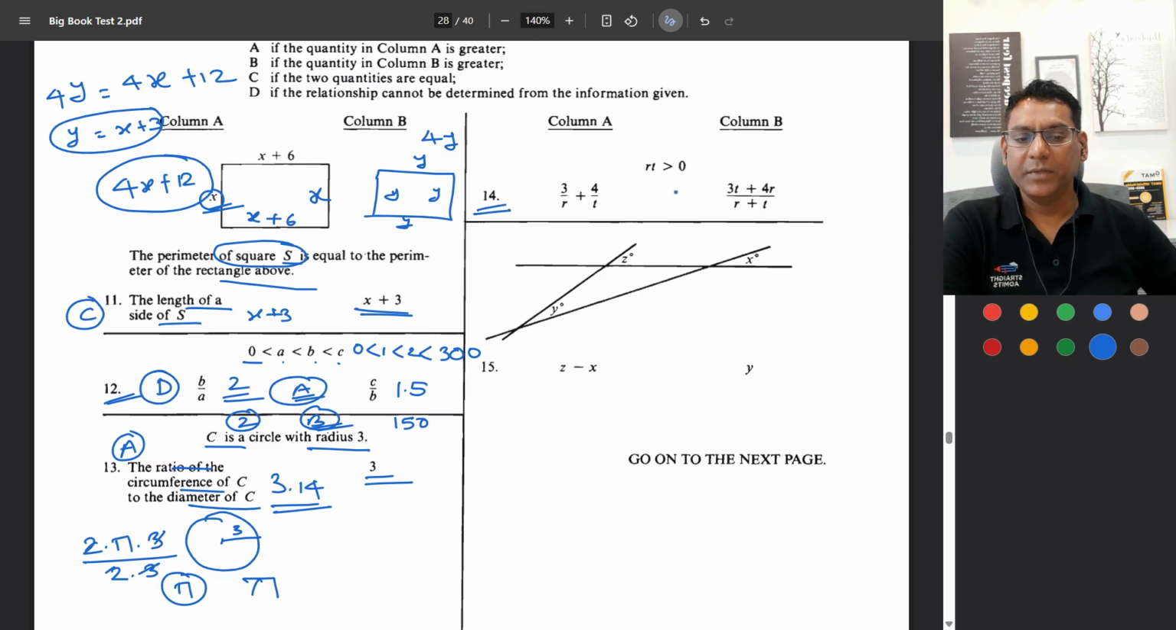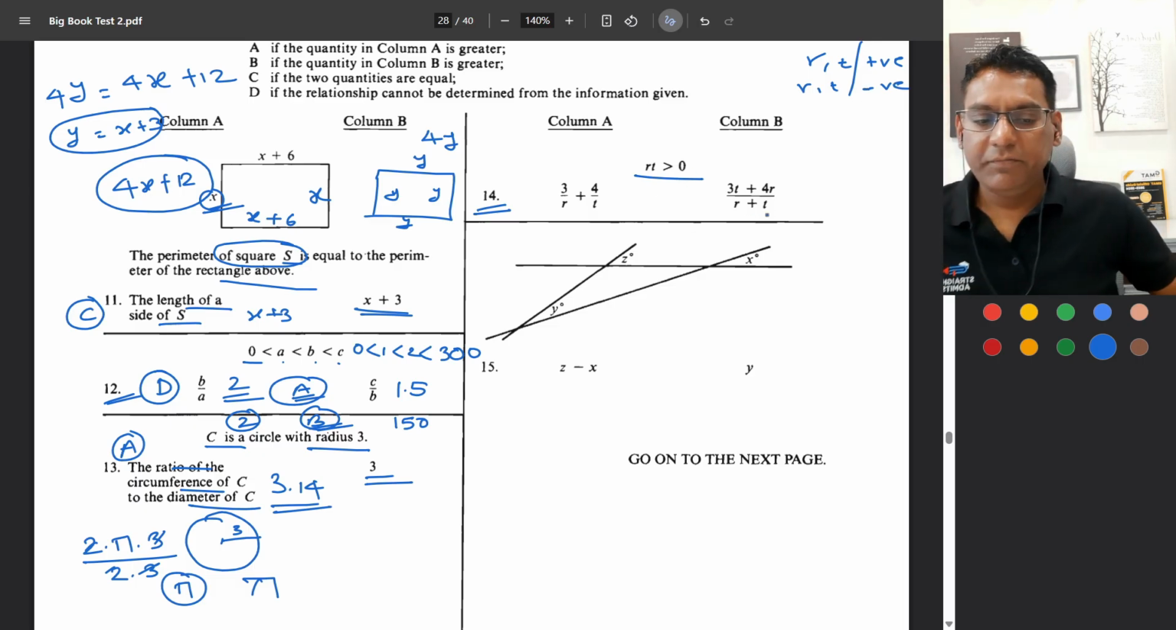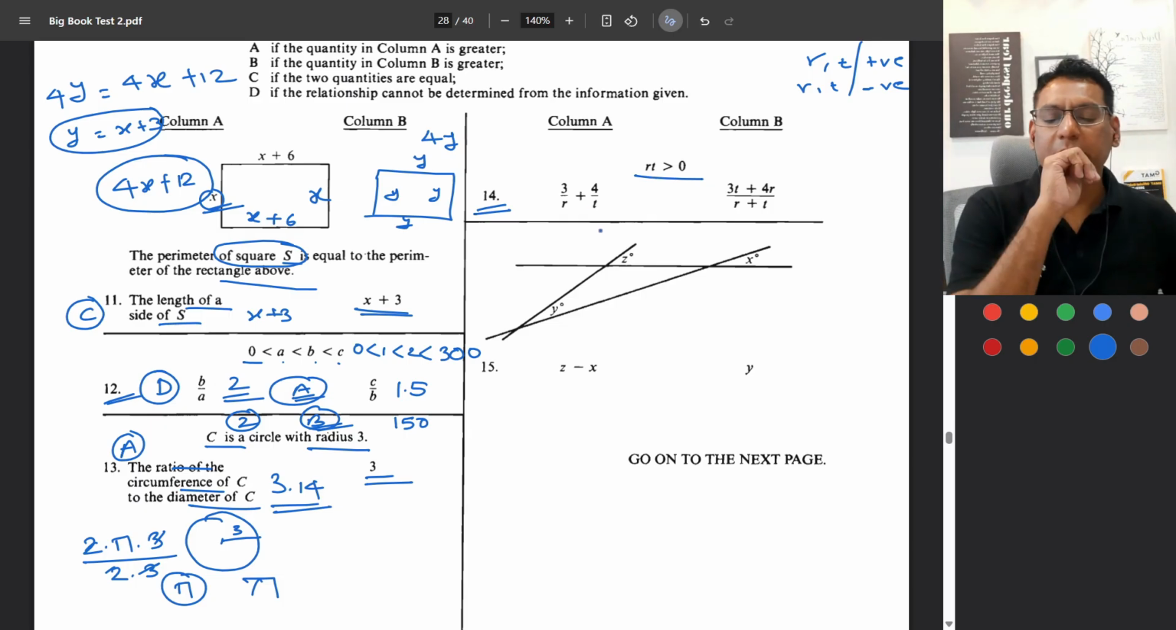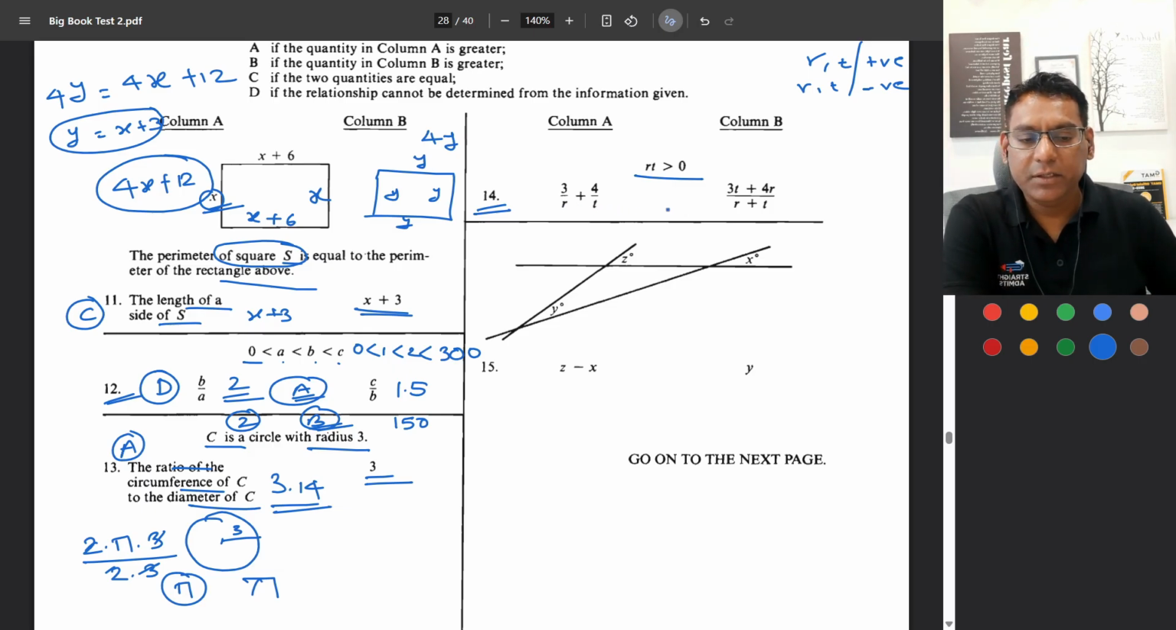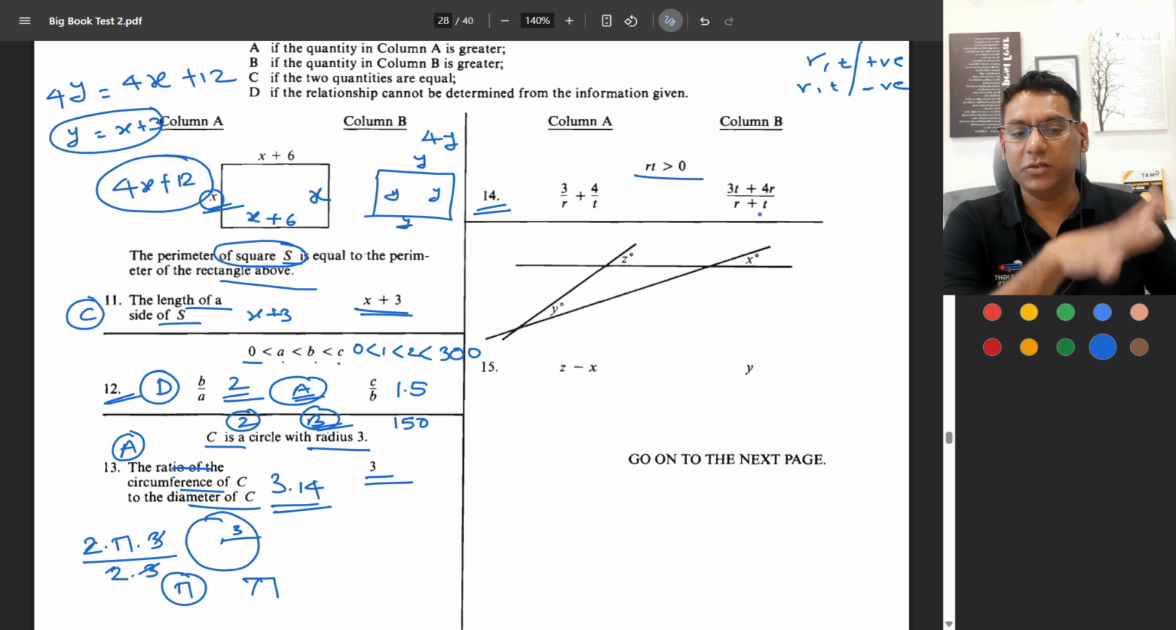Question 14. RT is greater than 0. What does that mean? It means both R and T are positive, or both R and T are negative, right? So I think this positive negative thing is going to have some play here in the question. Now I'm supposed to compare this. Interesting. Even if I multiply this, in the bottom I get RT, whereas here I'm getting R plus T. So it's not very straightforward.